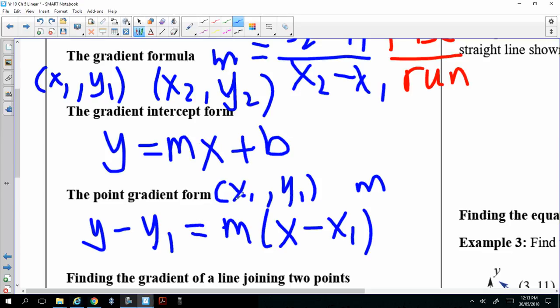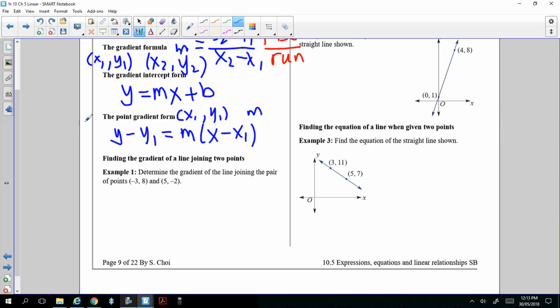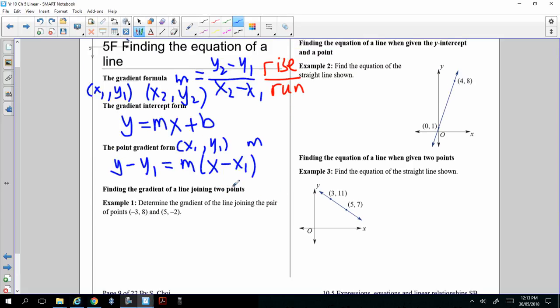So what we're going to do is find the gradient connecting 2 points and then find the equation given a graph. So we'll do the first one. Determine the gradient of the line joining the pair of points. So basically we're just using this formula here. So we're going to try to do that.